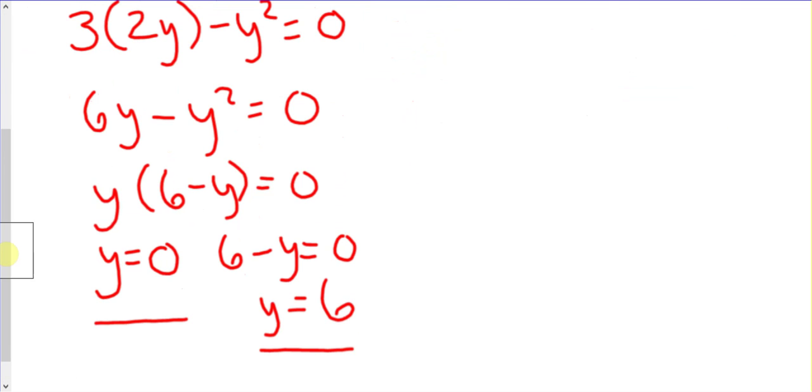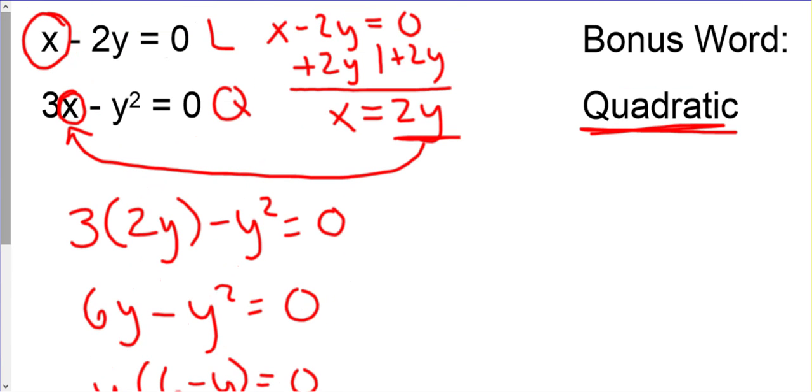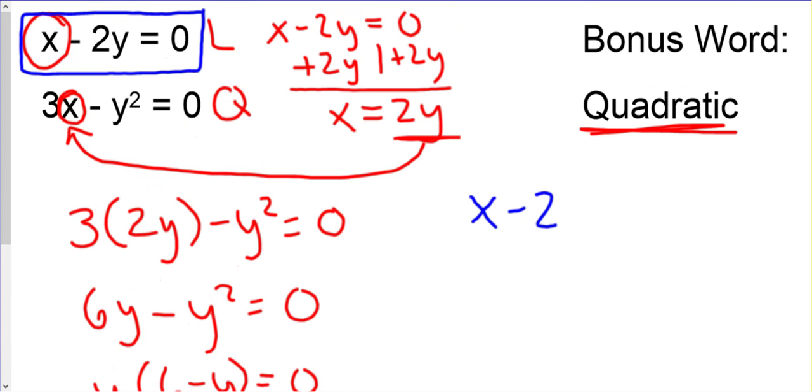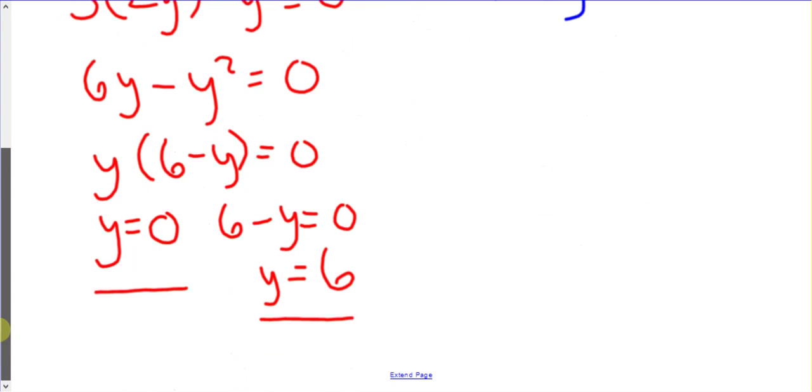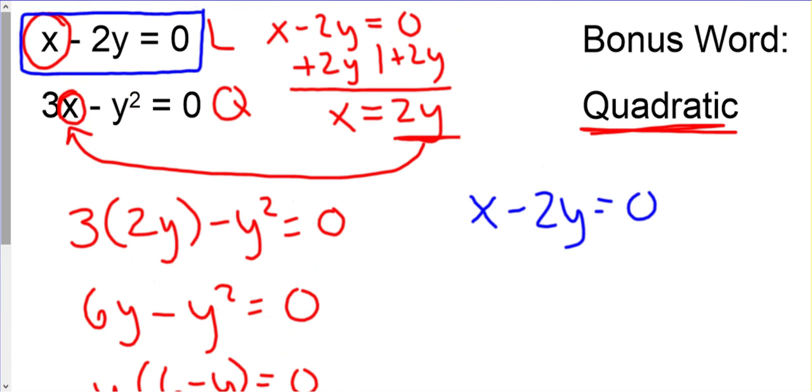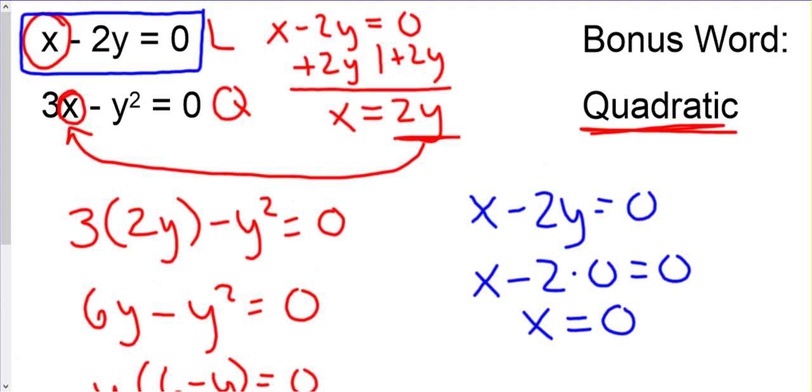From here, it does not matter which equation you substitute it into. I'm, however, going to choose my first equation only because it's an easier equation to solve. So for this one, I have x minus 2y is equal to 0. To substitute in my first y value, 0, I get x minus 2 times 0 is equal to 0. So I get that x is equal to 0.